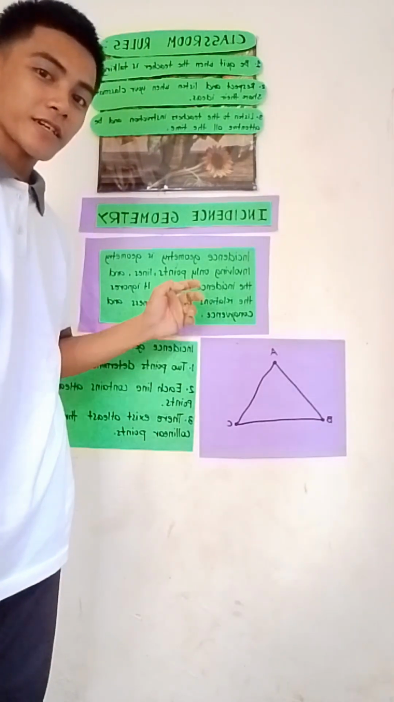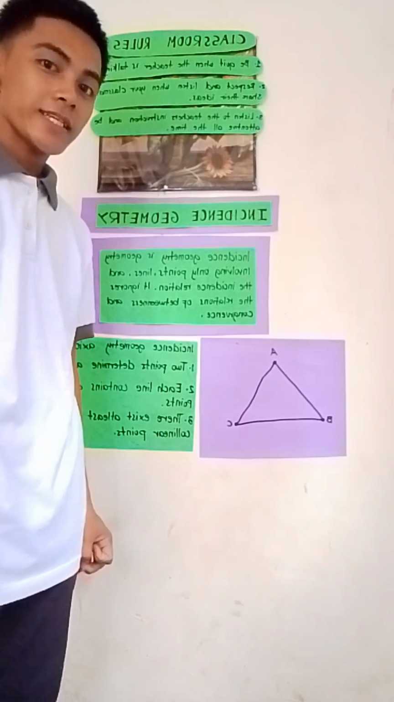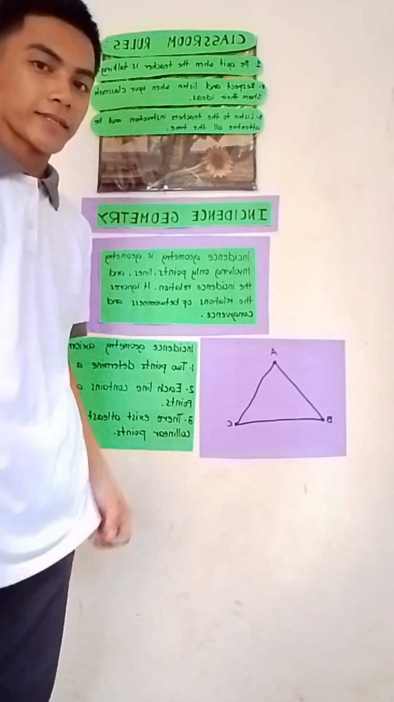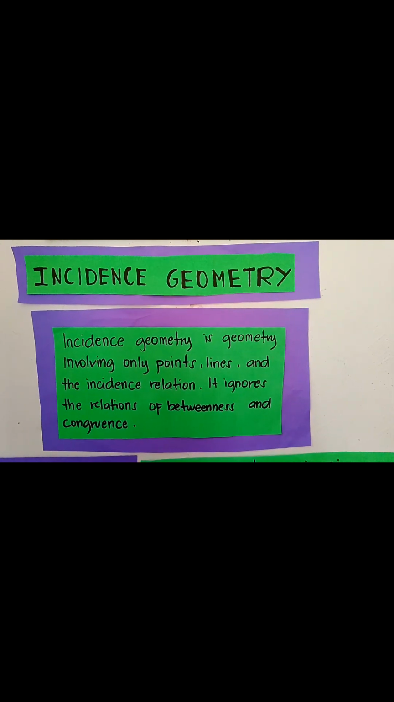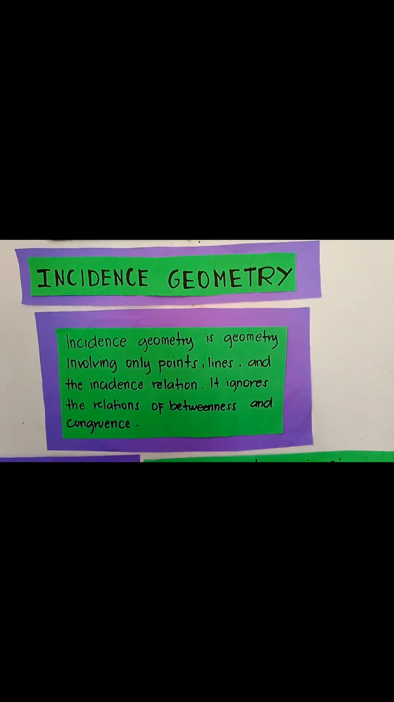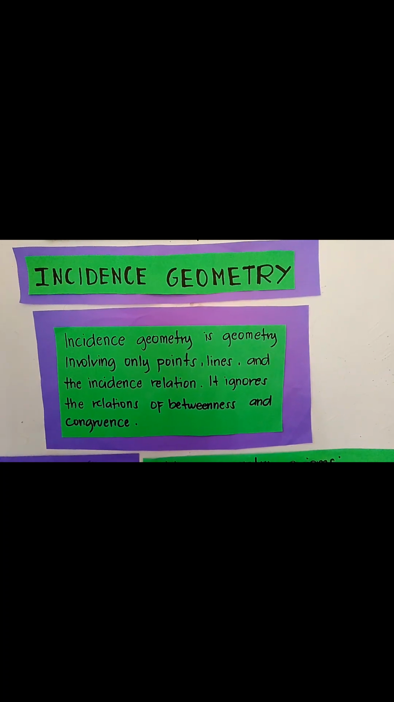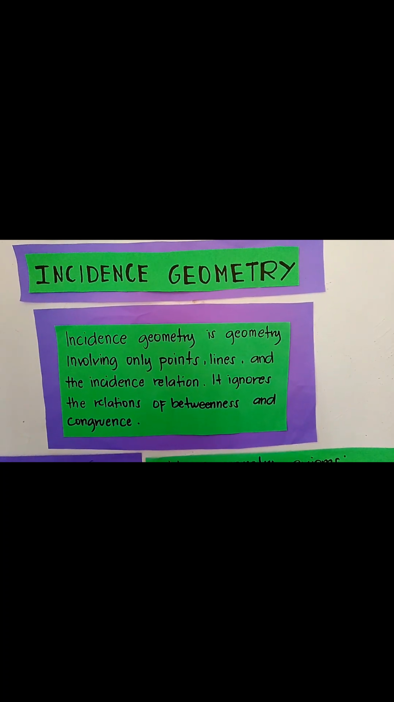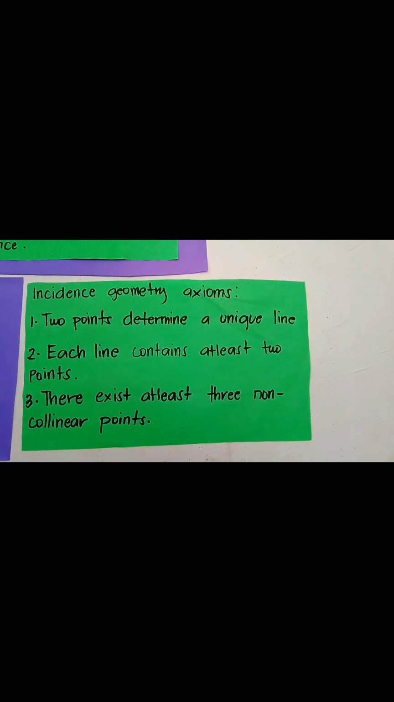So this is our topic for today. Our topic for today is incidence geometry. Incidence geometry is geometry involving only points, lines, and the incidence relation. It ignores the relations of betweenness and congruence. Incidence geometry has axioms. It has 3 axioms.